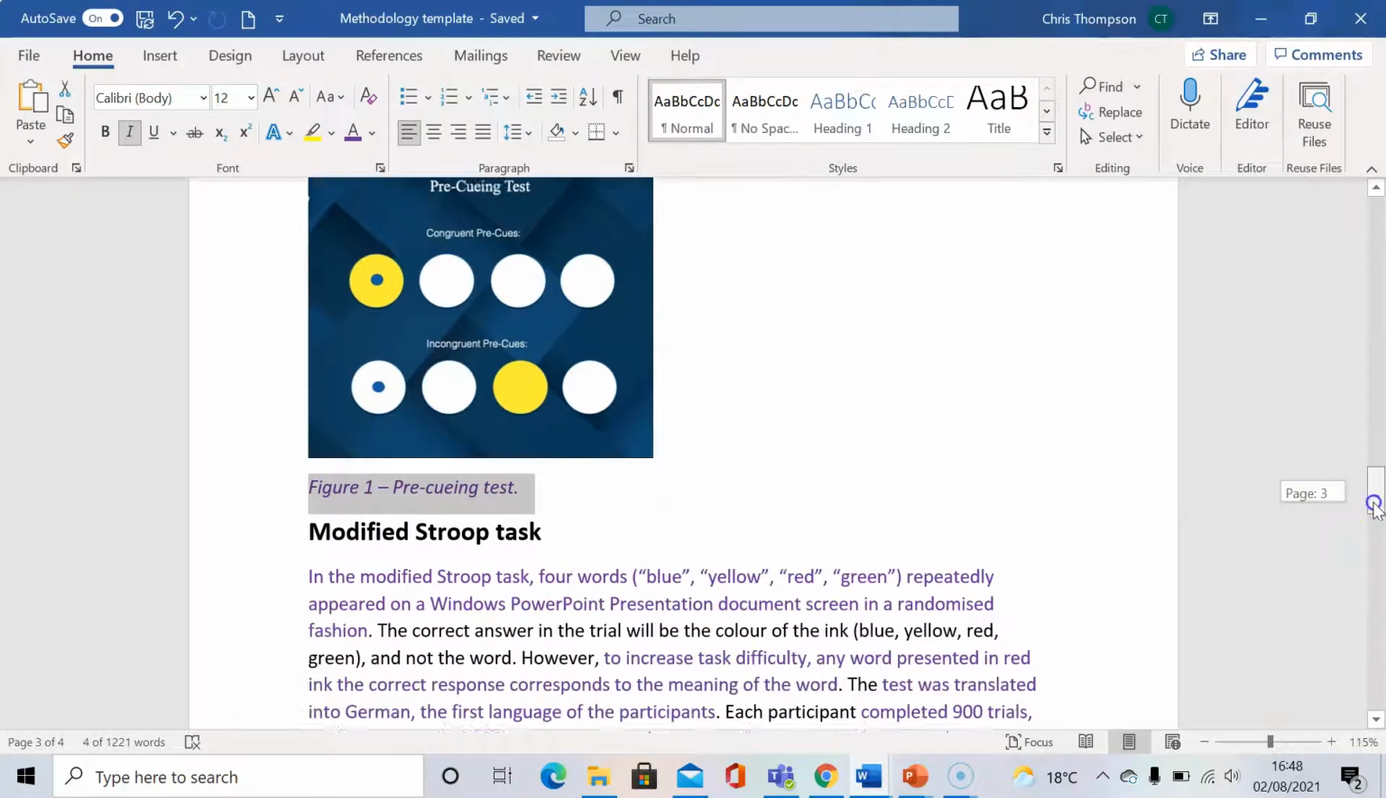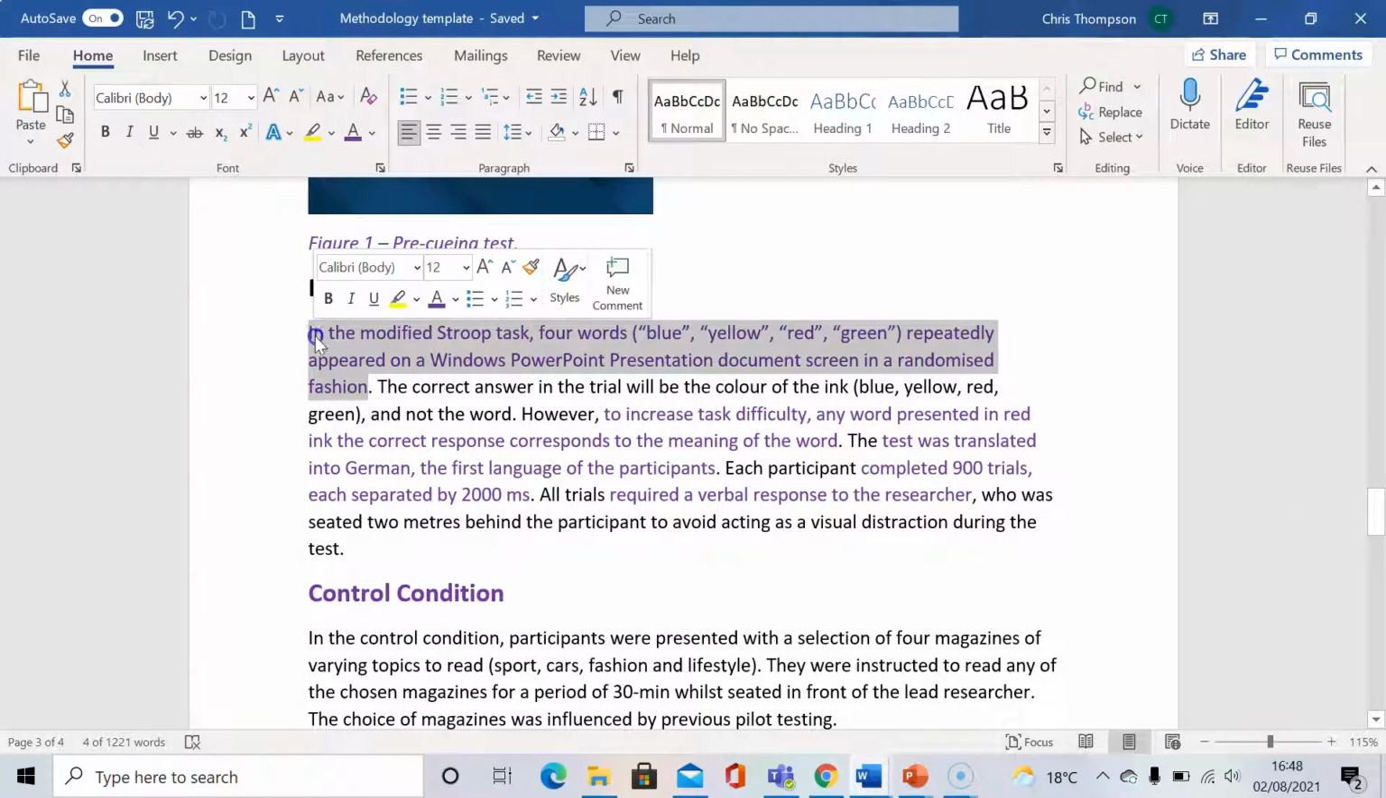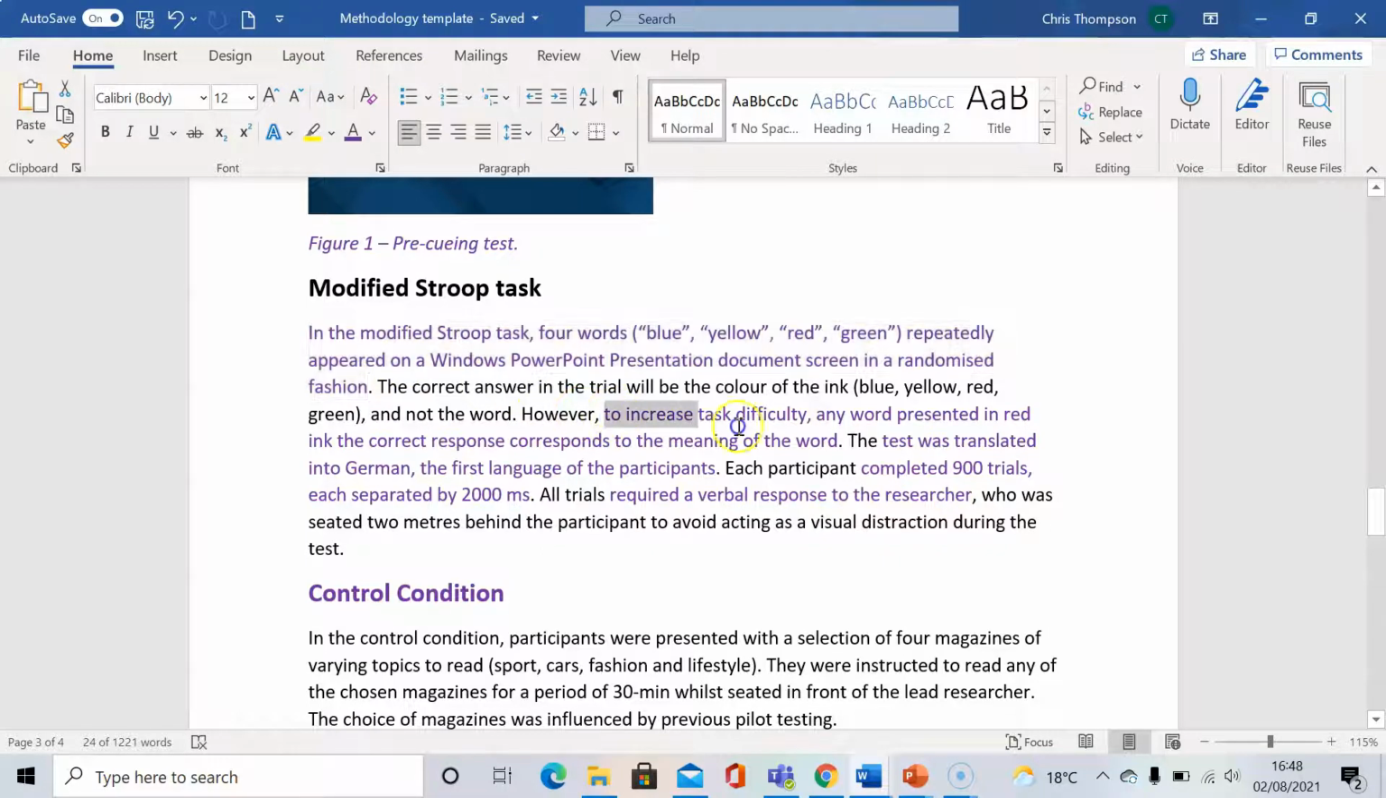And then I'm going to show you now just one paragraph out of all of these tests. So here I'm going to speak about the Stroop test. Now, as mentioned in the procedures, I'm not explaining in great detail what it is. I'm just saying in the procedures section, they did the Stroop task. Here is where I explain exactly what happens. So you see here that I've highlighted the last few seconds, 4 words coming up on the screen, one at a time. To make it harder, I used this to make it a bit more difficult. It was translated into German, because all the students that did it were German speakers, and they completed 900 trials.